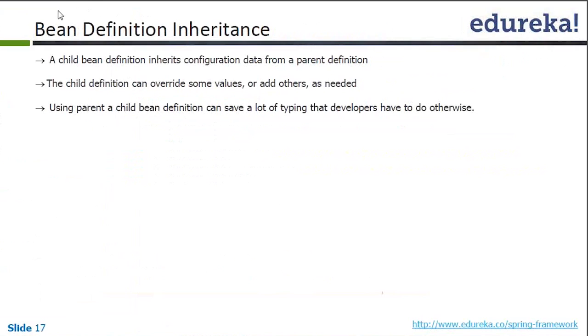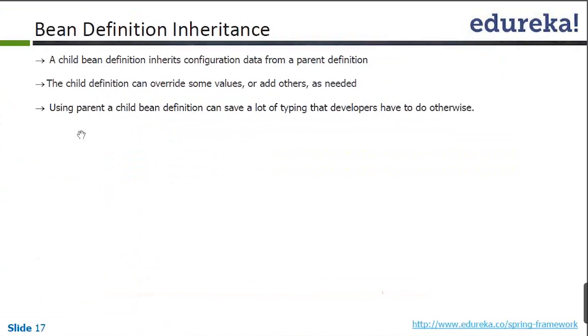Next, bean definition inheritance. A child bean definition inherits configuration data from a parent definition. So it is nothing but the inheritance that you know. Parent-child relationship. Child can acquire the properties of parent. That's it. So the child definition can override some values or add others as needed.